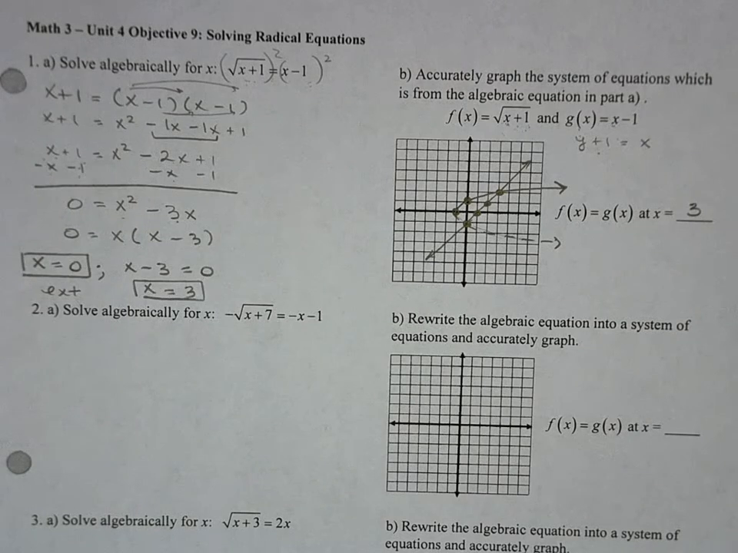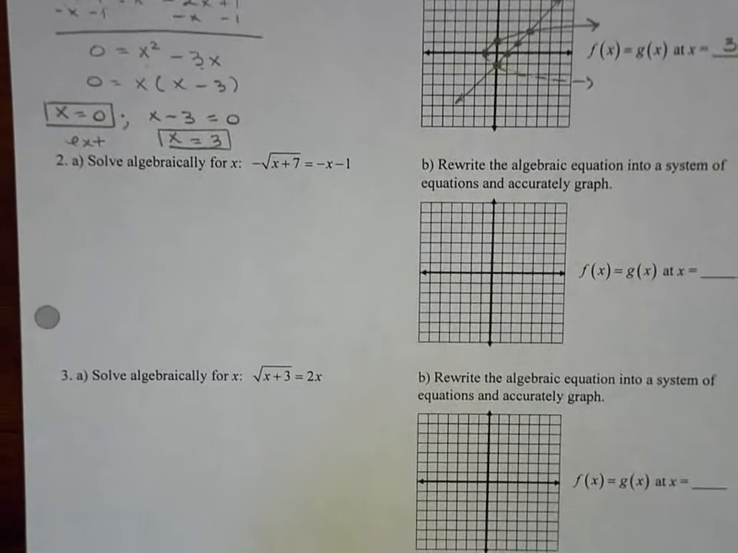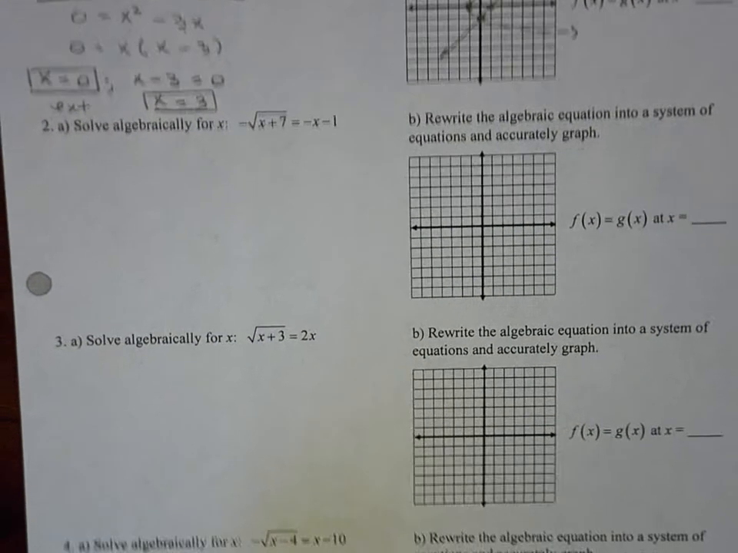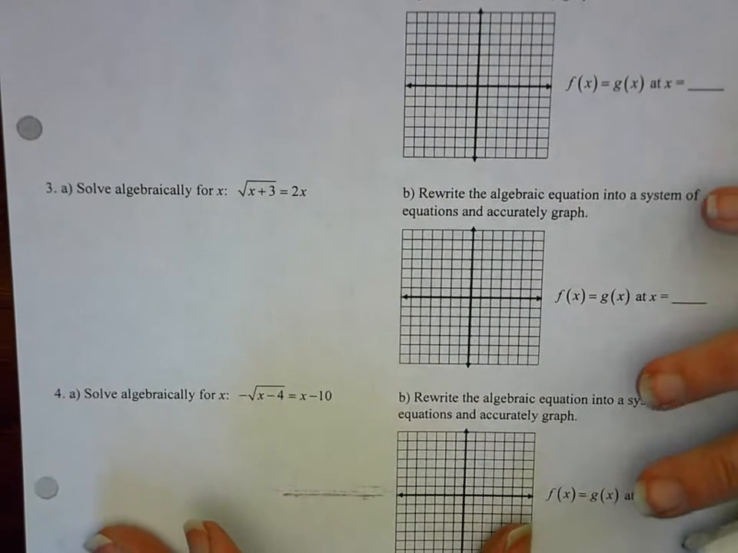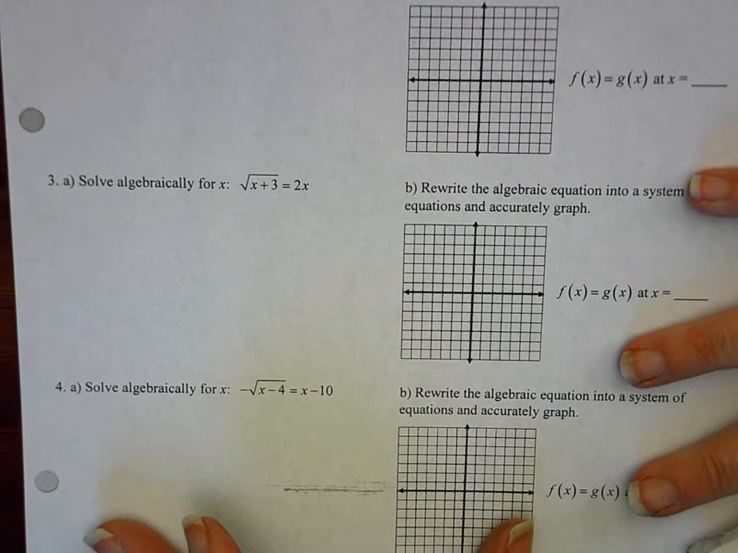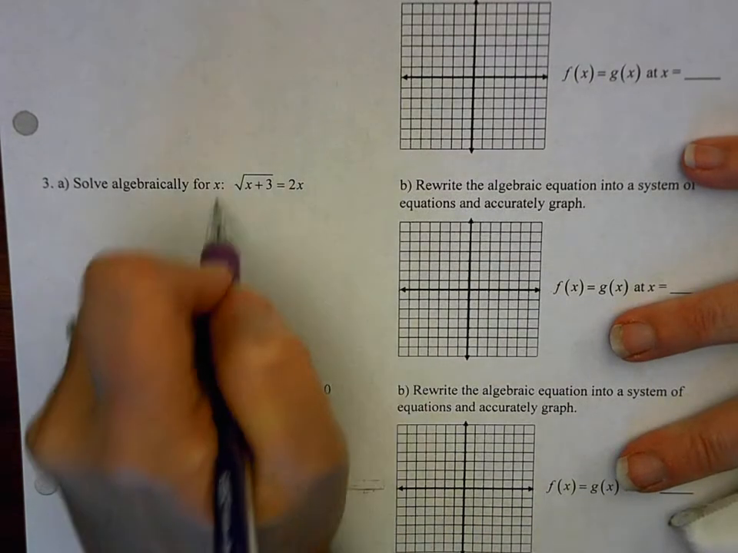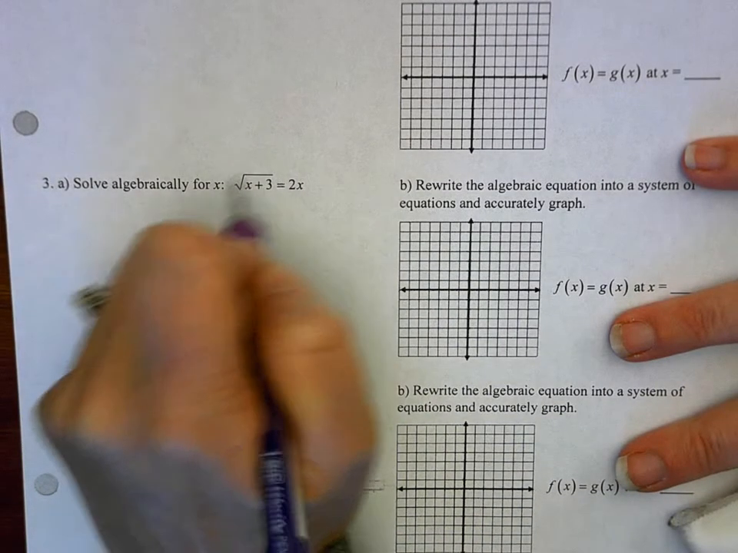Okay? All right, and then let's take a look at number 3 here. Graph that one. So solving for x, I'm going to go ahead and square both sides because there's nothing around the radical to get rid of.